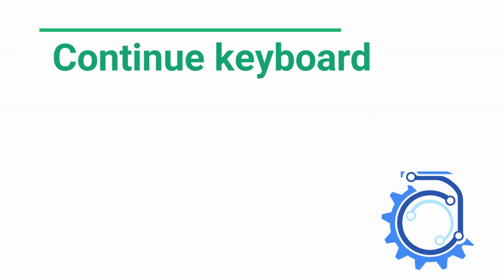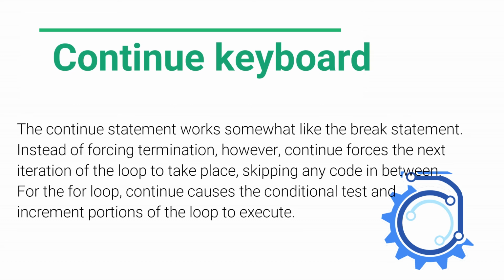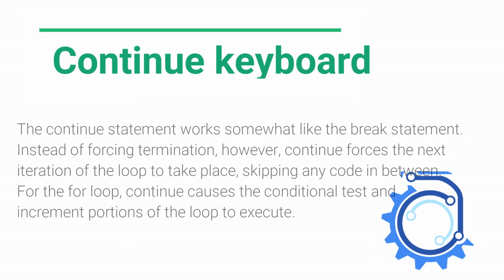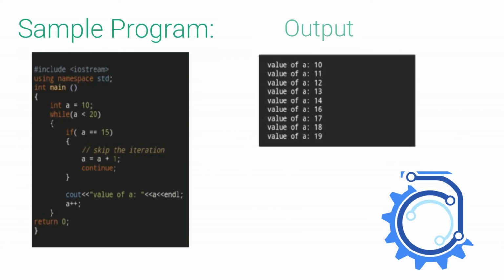Continue keyword. The continue statement works somewhat like the break statement. Instead of forcing termination, however, continue forces the next iteration of the loop to take place, skipping any code in between. For the for loop, continue causes the conditional test and increment portion of the loop to execute. This is the sample program of continue.